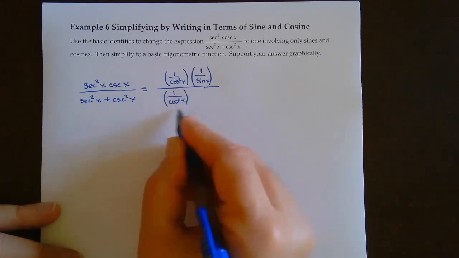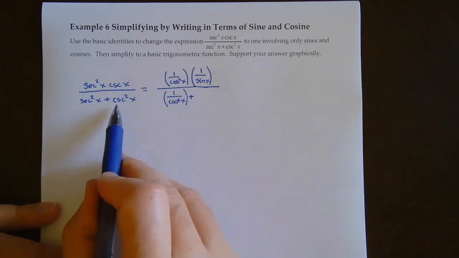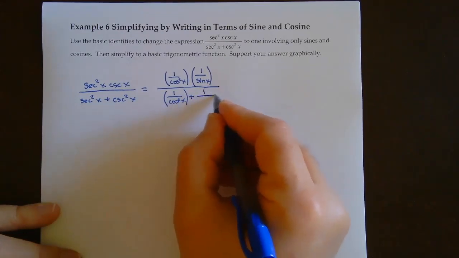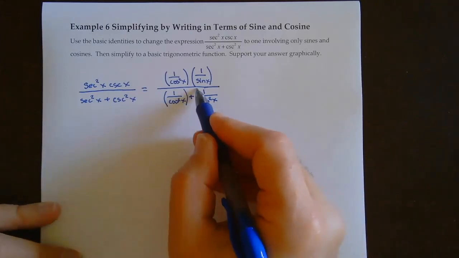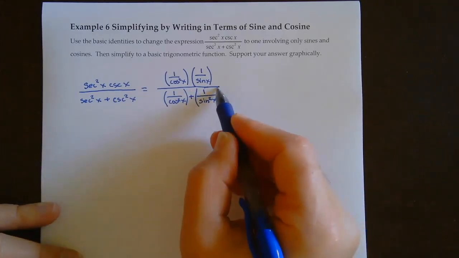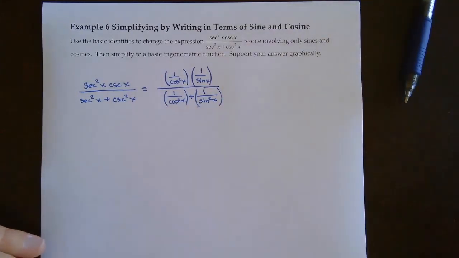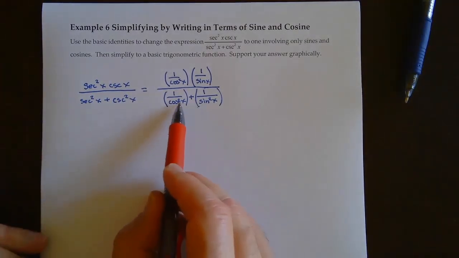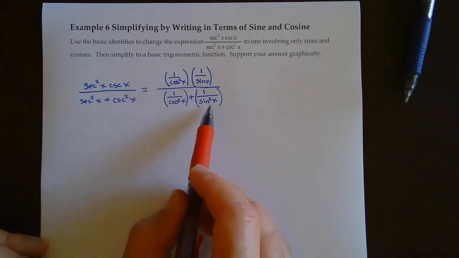You wouldn't need the parentheses here, okay? Plus, and then cosecant squared x is 1 over sine squared x. And since I put it in the first one, I'll put it in the next one too. You wouldn't have to have parentheses here either. Okay, complex fraction, right? So we have a denominator of cosine squared x here. We have a denominator of cosine squared x here. We have a denominator of sine x, and we have a denominator of sine squared x.